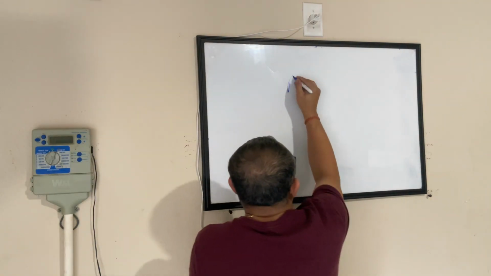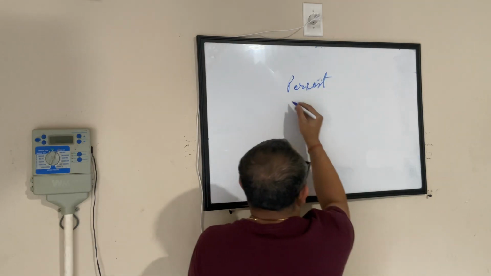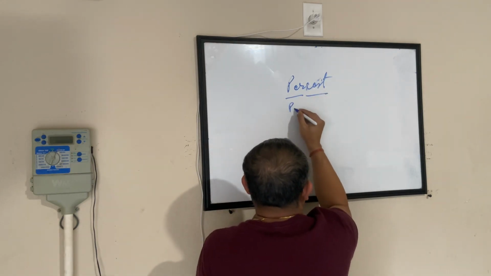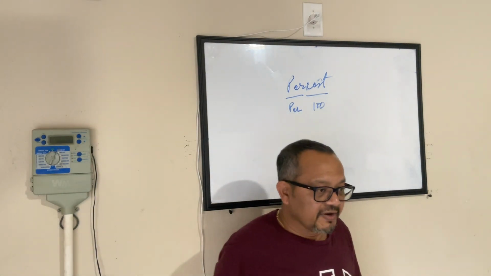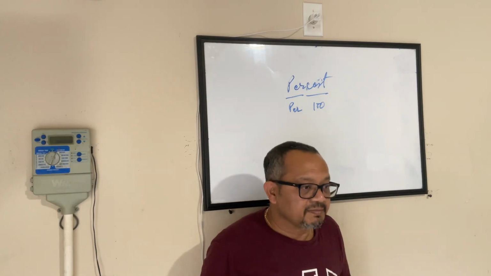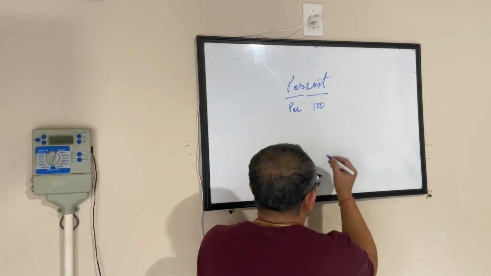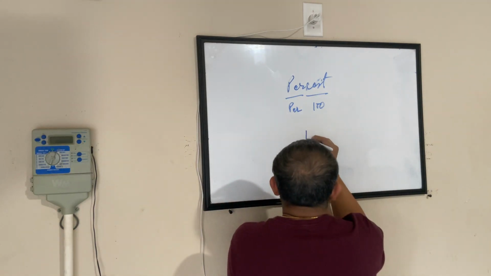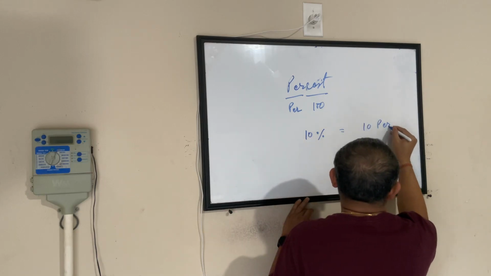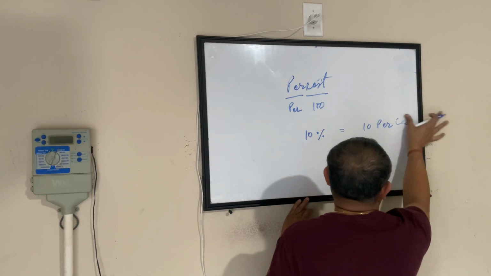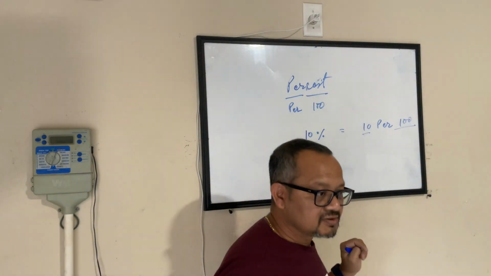Now, percent. Per is per and cent is 100. Per 100 how much? Whenever you talk about percentage, that means per 100 how much? If I say 10%, what I mean is 10 per cent or 10 per 100. Meaning I'm talking about a 10 out of 100 scenario.